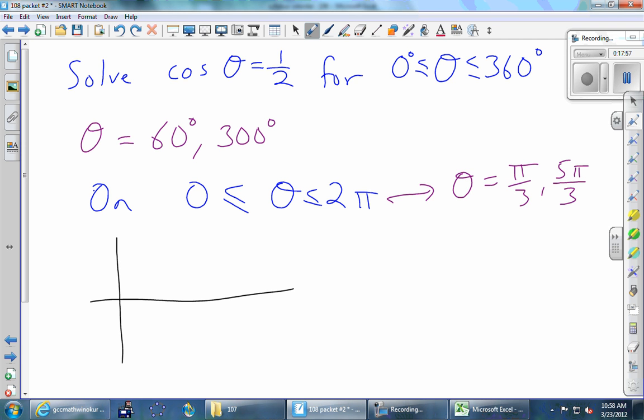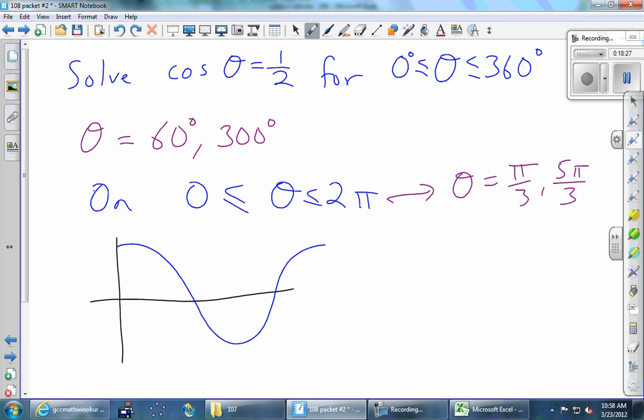So if I want to think about finding solutions graphically to the equation cosine theta is a half, what should I graph? I should graph cosine of theta. Can you guys point? Does the cosine of theta start at the top, the middle, or the bottom? Cosine of theta starts at the top. Where does sine of theta start? In the middle. Okay, so we're graphing cosine of theta.